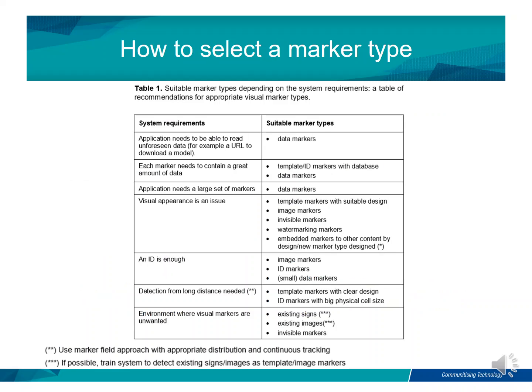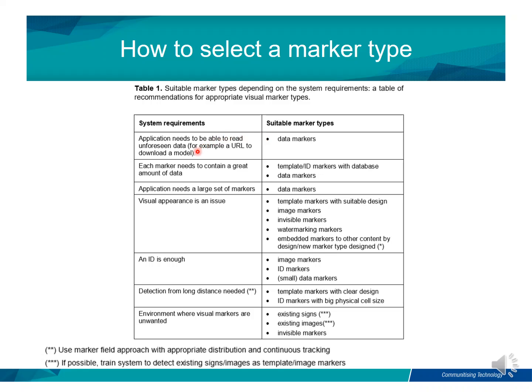Since now we already know certain types of markers, we know that we have several types of markers. So how do we select the suitable marker type based on the AR system that we want to develop? This table will suggest the suitable marker type depending on the system requirement. So let's look into this recommendation by this table. Using appropriate visual marker type.